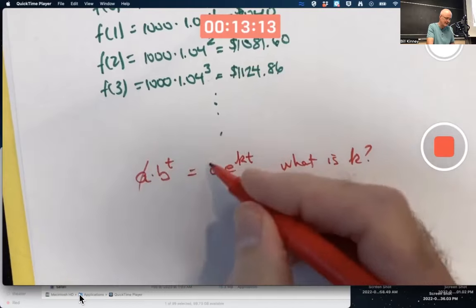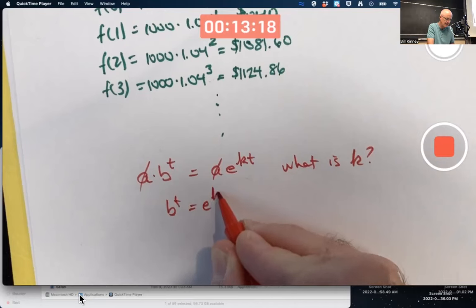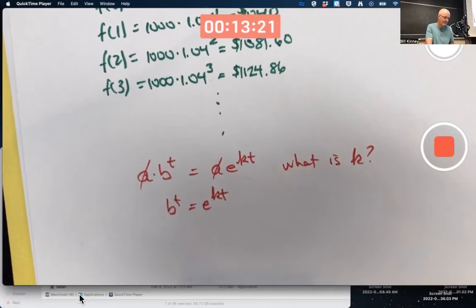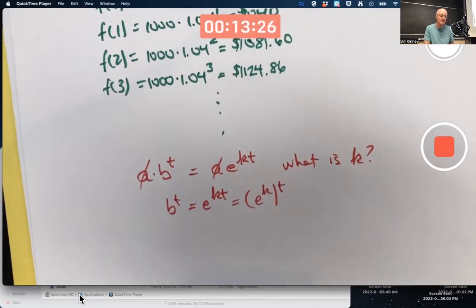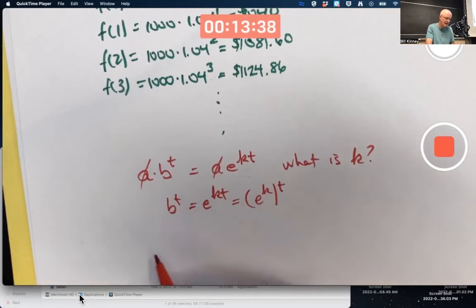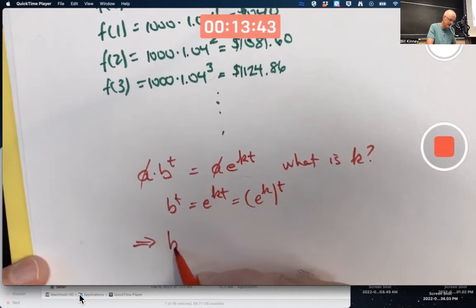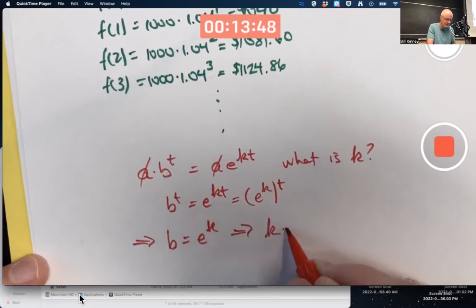Solve for it. You can cancel the a's. You're left with b to the t equals e to the kt. That's the same as, by a property of exponents, e to the k to the t. Can the t's cancel? Well, sort of. If this is going to be equal for all values of t, the base in both cases has to be the same. So it's sort of like canceling the t's, but people don't usually call it cancellation. You can say that b has to equal e to the k, and therefore k must be the natural log of b.